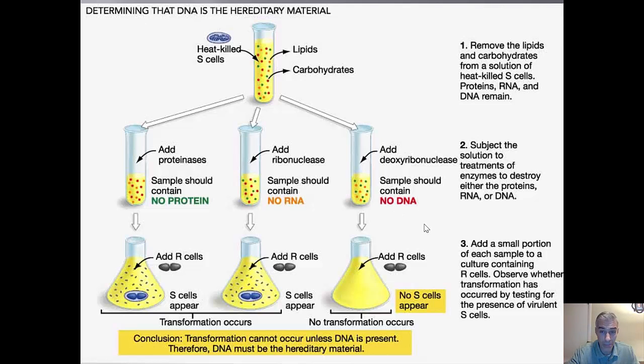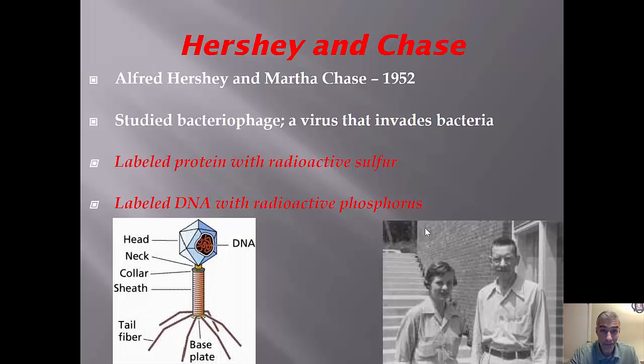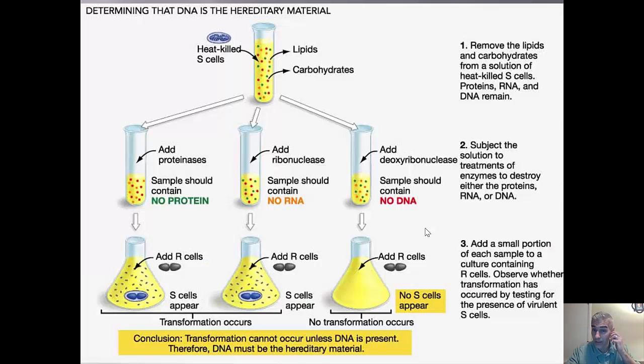This was a very important study. They found out, because of this, that DNA is probably the thing that is the secret to how we pass information from one generation to generation. It's what gives us our traits, right?